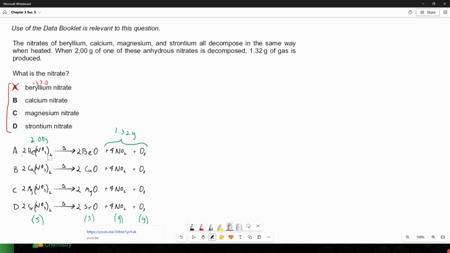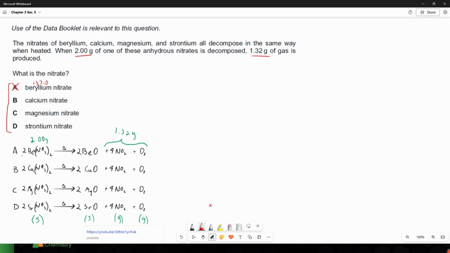Make sure I don't delete things. So, what do we mean by that? First of all, let's get the ratio between our information that's given. So we have 2 grams of the anhydrous nitrate creates 1.32 grams of the gas.